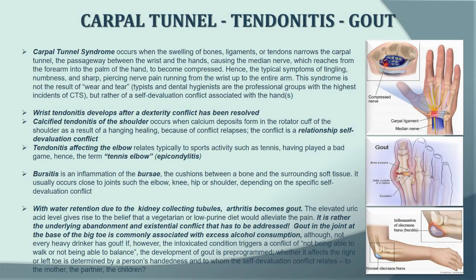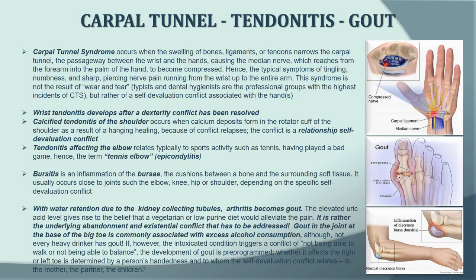arthritis becomes gout. The elevated uric acid levels give rise to the belief that a vegetarian or low purine diet would alleviate the pain. It is rather the underlying abandonment and existential conflict that has to be addressed though. Gout in the joint at the base of the big toe is commonly associated with excess alcohol consumption, although not every heavy drinker has gout.